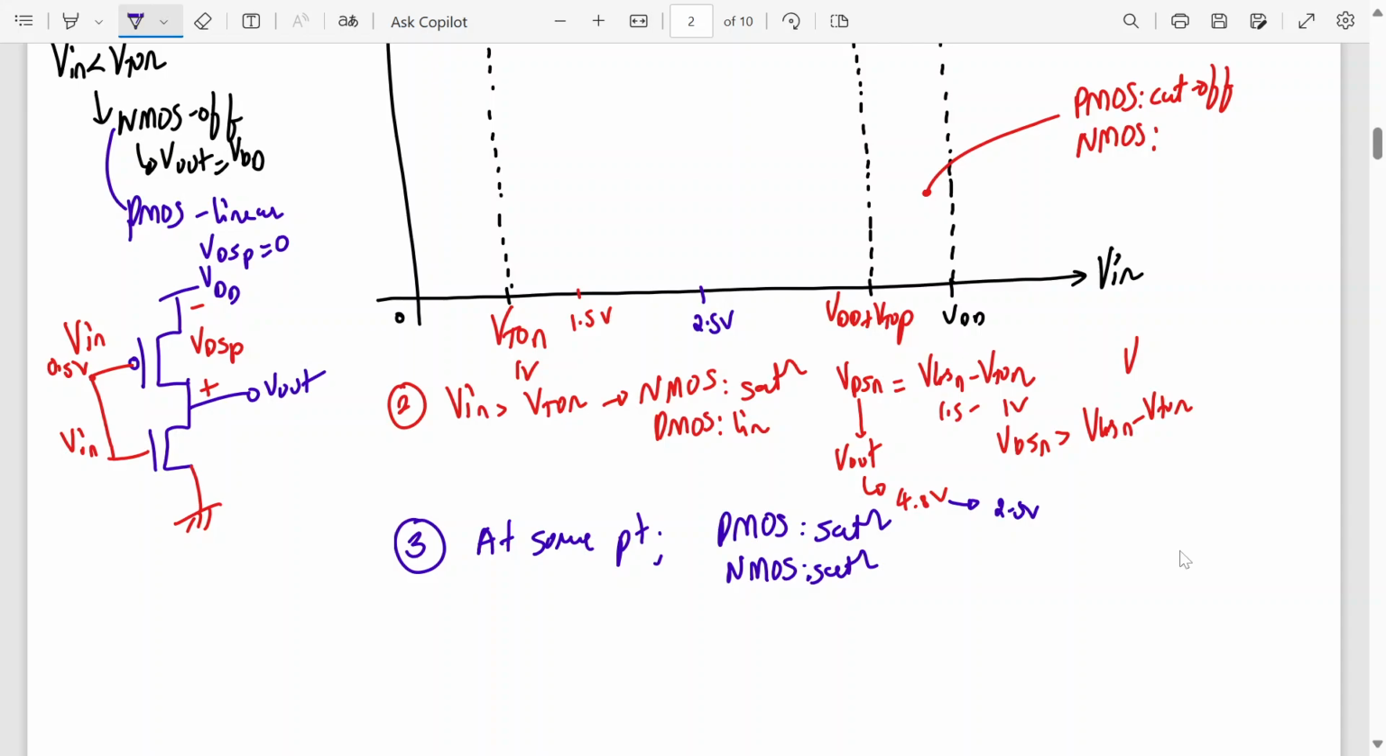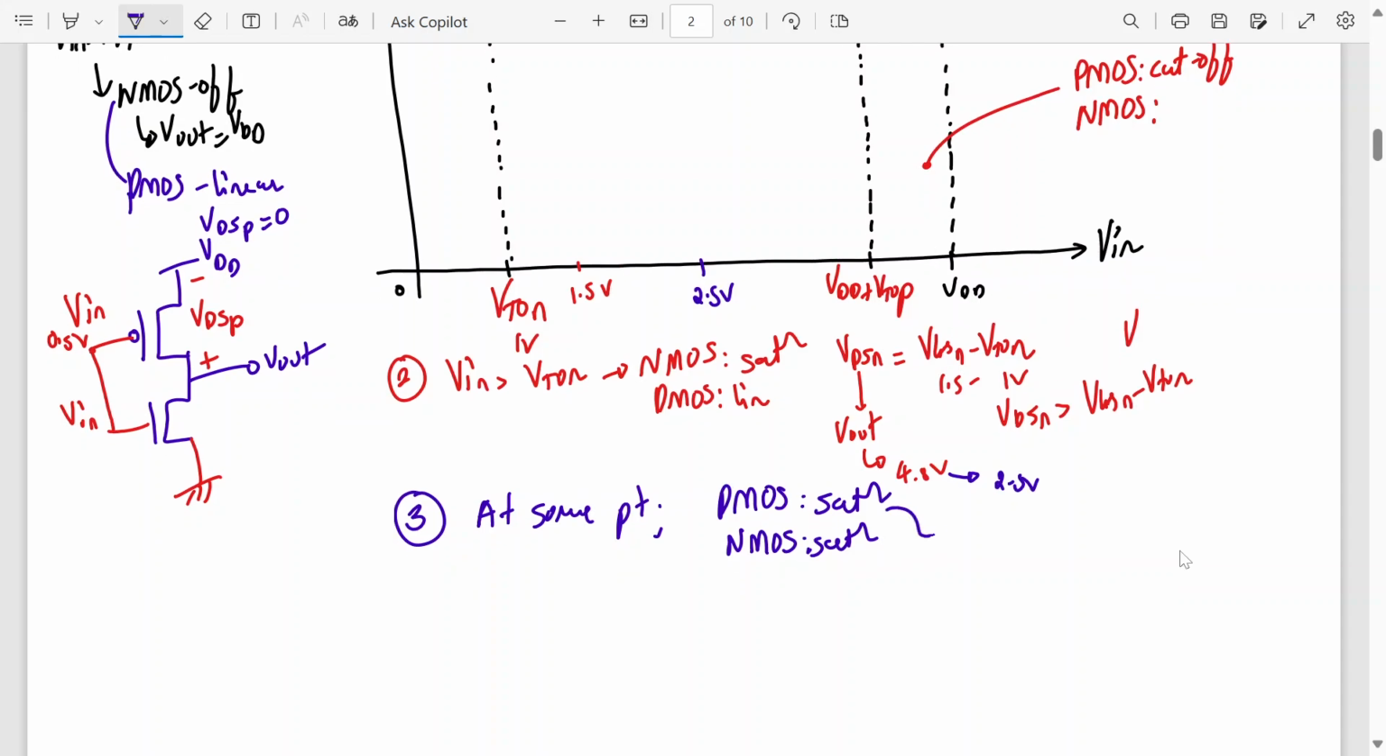PMOS saturation में कैसे है? VDSP कितना है? Vout minus VDD ना? So what is this? Vout 2.5 minus VDD और ये नेगेटिव होता है ना? So what is the output? ये minus 2.5 है. मतलब VDSP is negative only. But VSDP is 2.5. We have not written mod. It's all mod. So 2.5 volt है. So saturation, sorry.